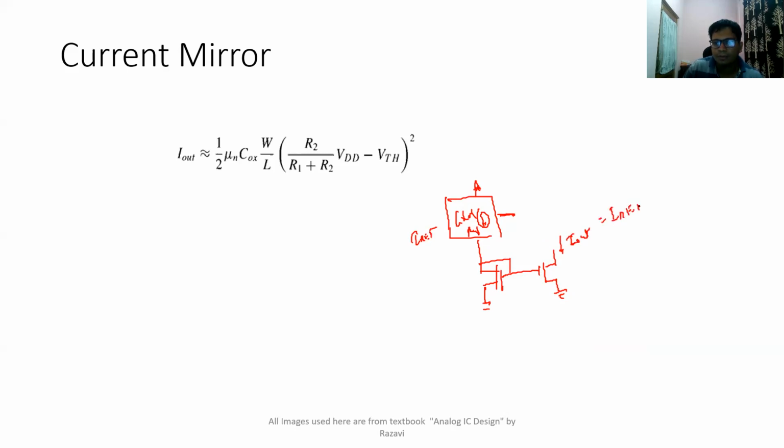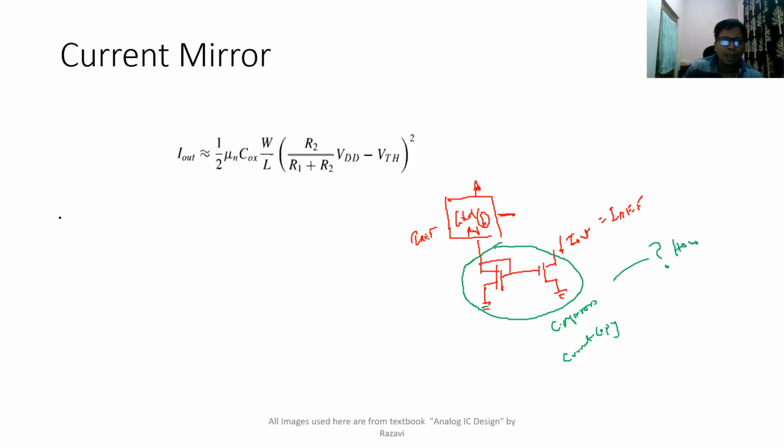This circuit which I have used here is called a current mirror, or current copying circuit. Generally in the literature we don't call it a current copy circuit; we call them current mirrors. Now let us understand how they mirror.